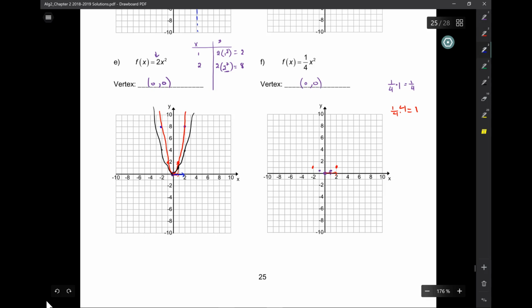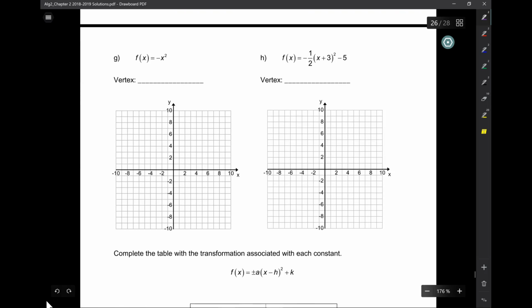If I go over 3, how much should I have gone up? 9. But there is a 1/4, so I go 9 over 4. How much is 9 over 4? 2 1/4, right? So I go up 2 1/4. Okay, so it looks wider like this. So always think, how much should I have gone up? Multiply it by the number in front.